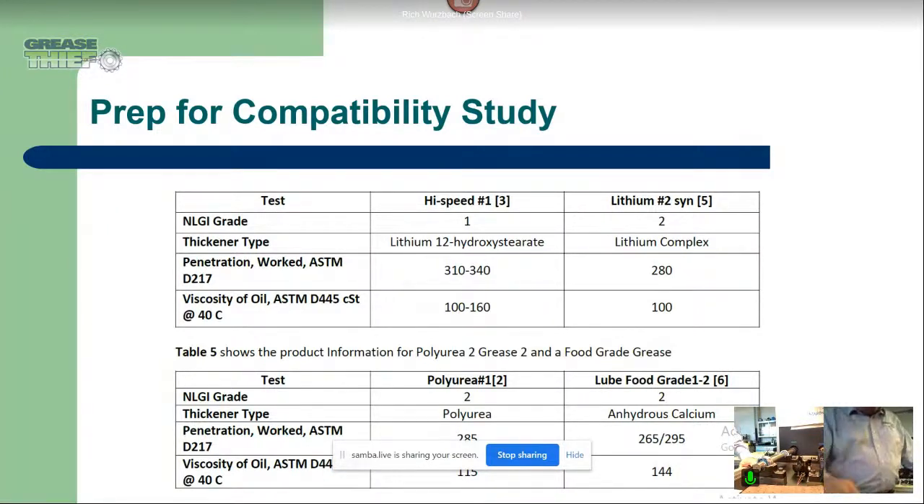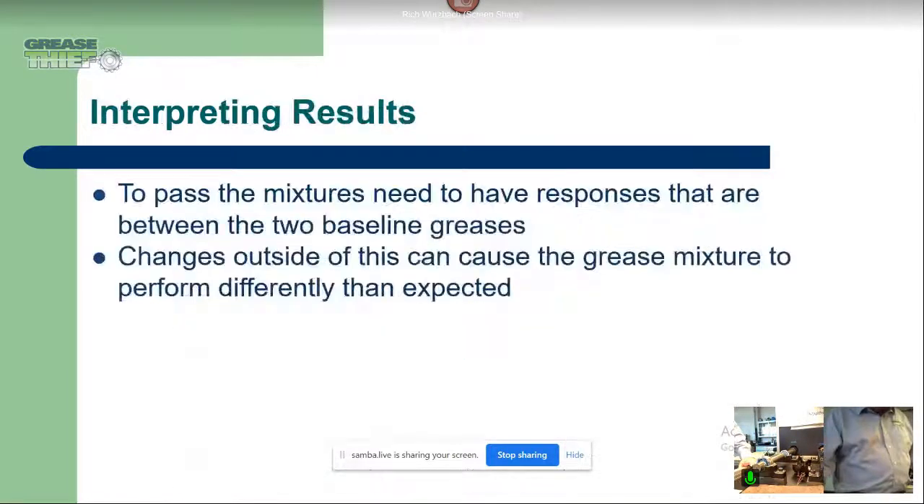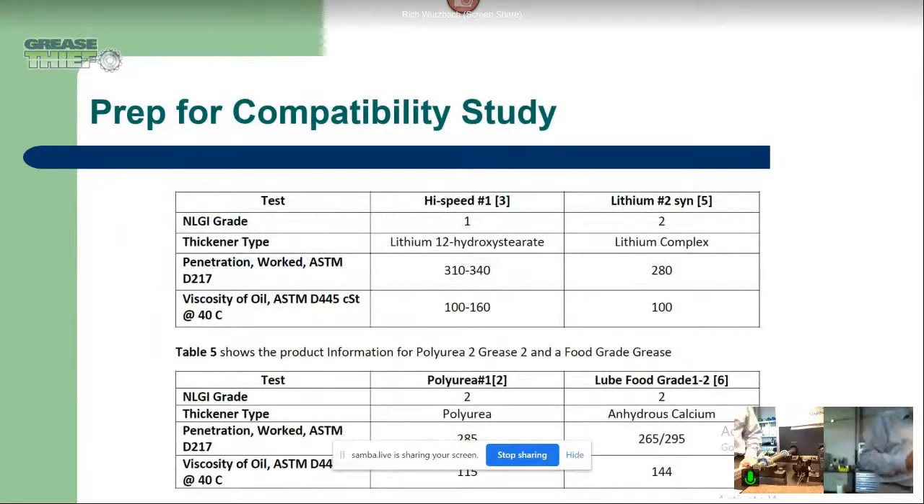And then we can look at the penetration values and also look at the viscosity of the base oil. This one has a fairly wide range that it specifies for its base oil viscosity, but it may or may not be critical depending on your operation. The one below that is looking at 2 different greases, a polyurea and an anhydrous calcium grease, fairly close in the work penetration values. The viscosity does have some differences there.